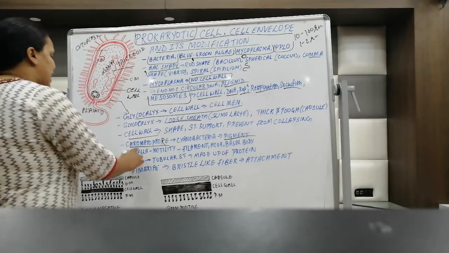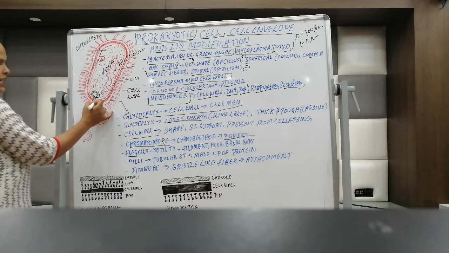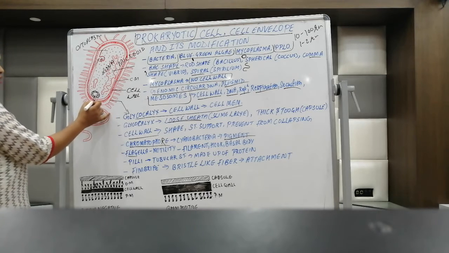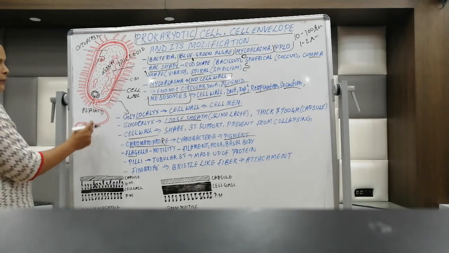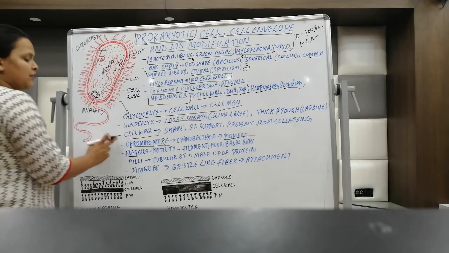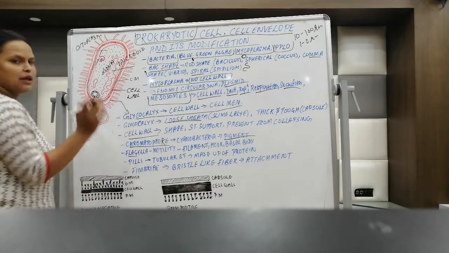Then flagella: you can see a long flagellum coming out from the cell membrane, right? So this is an extension of the cell membrane. What is the function of flagella? Flagella function is motility; it helps in movement.